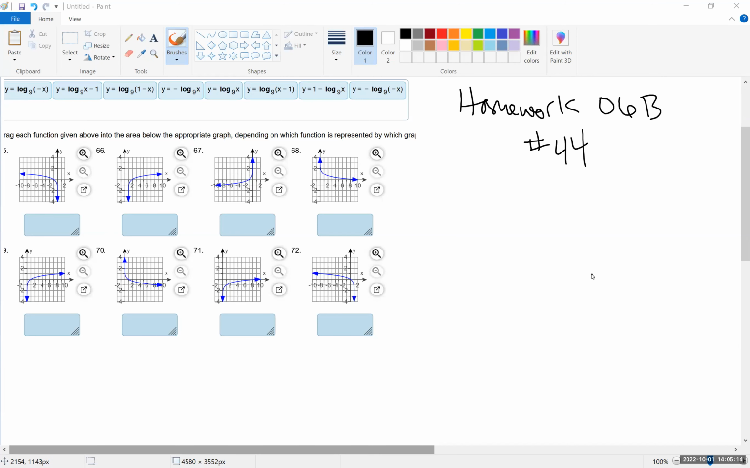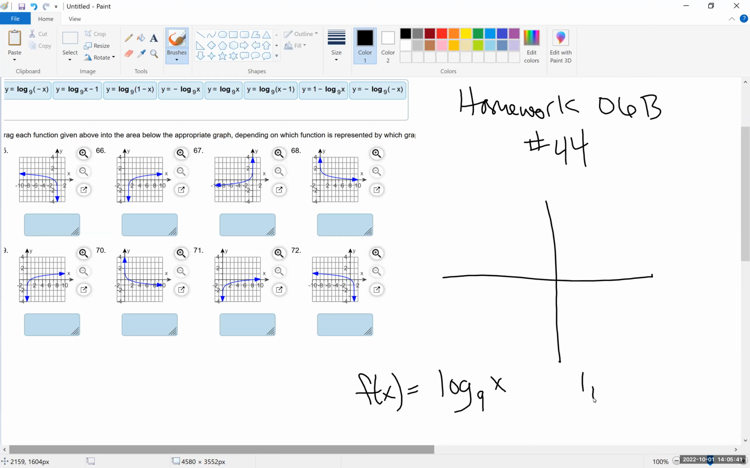All right, so when we're graphing these logarithms, first of all, we need to know what the logarithm without anything looks like. So when you have the log base 9 of x, we just want to know what the log base 9 of x looks like. Well, every logarithm hits the point 1, 0, where there are no transformations, right?